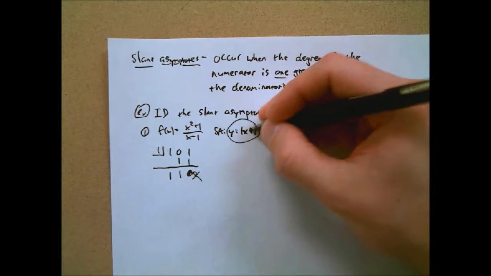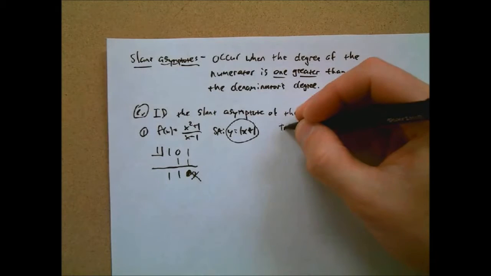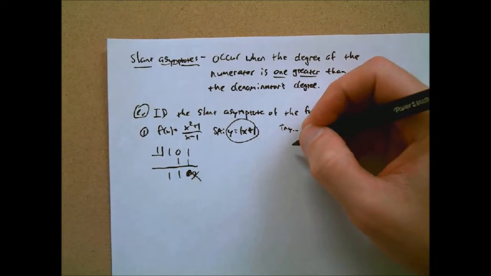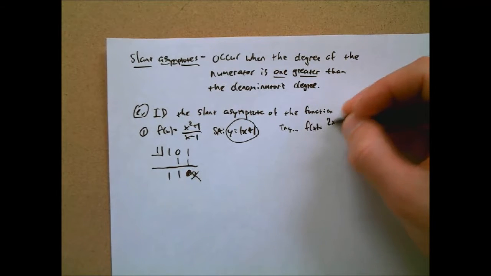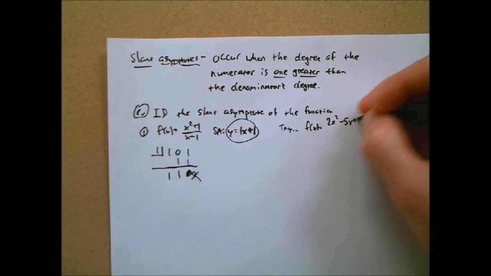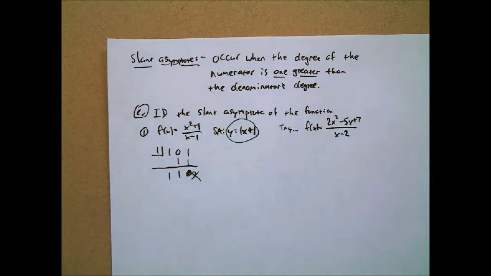If you don't get it, you can use long division if you prefer. That's fine. It's just a quicker way to do it. All right, so here's one for y'all to try. f of x equals 2x squared minus 5x plus 7 over x minus 2. So it's x plus 1, or 1x plus 1, is fine. Let's try that one real quick, and then we'll do an example with slant asymptotes.